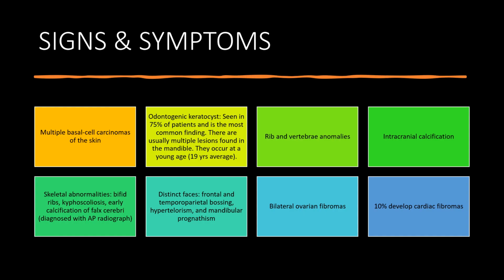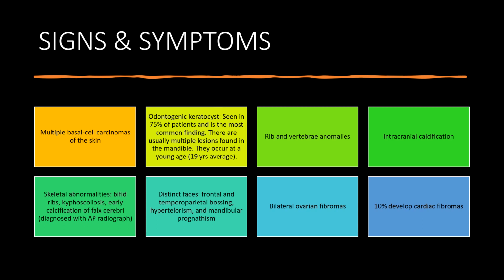The signs and symptoms of Gorlin Goltz syndrome include multiple basal cell carcinomas of the skin, OKC, rib and vertebral abnormalities, intracranial calcification, and skeletal abnormalities which include bifid ribs, kyphoscoliosis, and early calcification of the falx cerebri. Then there are distinct facial appearances, which include frontal and temporoparietal bossing, hypertelorism and mandibular prognathism.